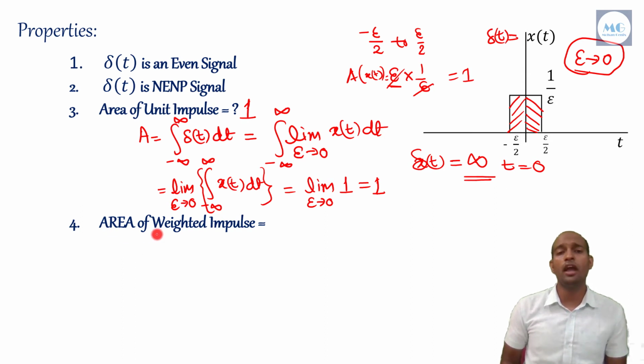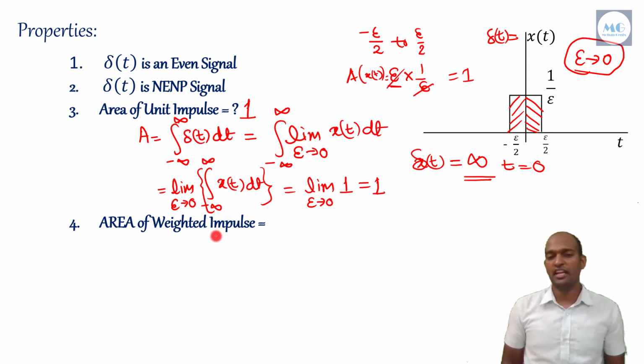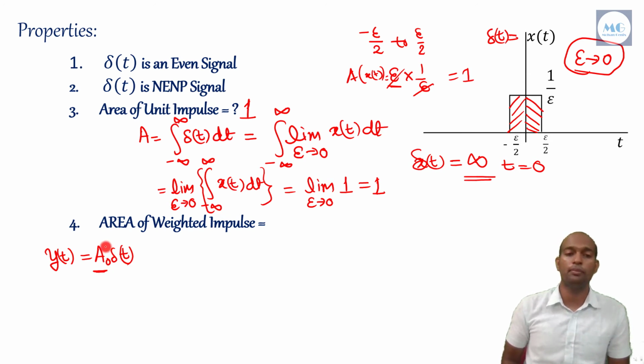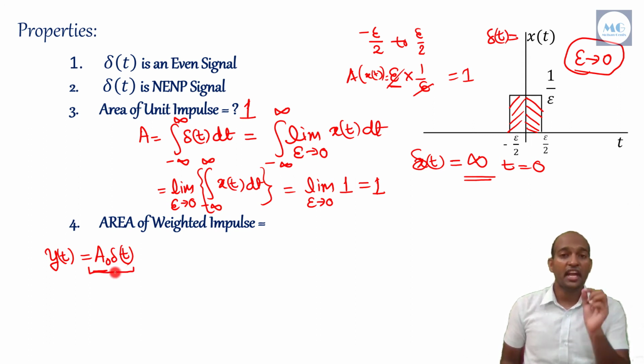Next property is area of weighted impulse. Now you will ask me, sir, what is weighted impulse? Don't worry, friends, I will tell you. The weighted impulse is, if we write any signal, suppose y(t) is equal to a0 δ(t), that means if I write any value before this δ(t), then this will become the weight of this impulse signal, and this whole signal will be called a weighted impulse signal.